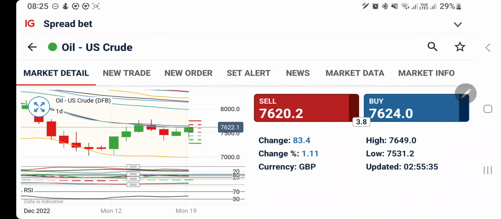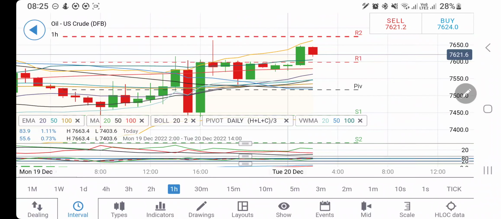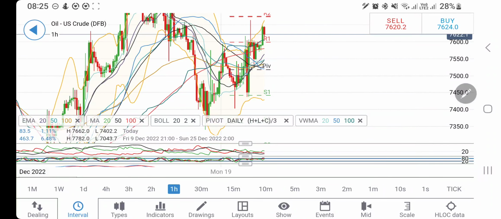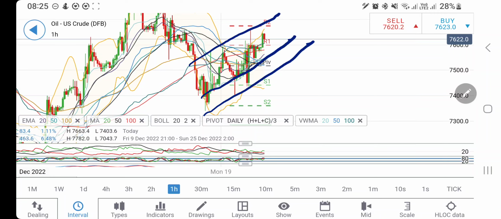Let's start. First, we look into oil, here on the hourly charts. Now let me show you something here on the hourly charts. Look at the oil's behavior. This is a broader channel and this is a minor channel. On the upside this is a broader line and on the downside this is a minor line. So this is how oil is trying to trade on the hourly charts.